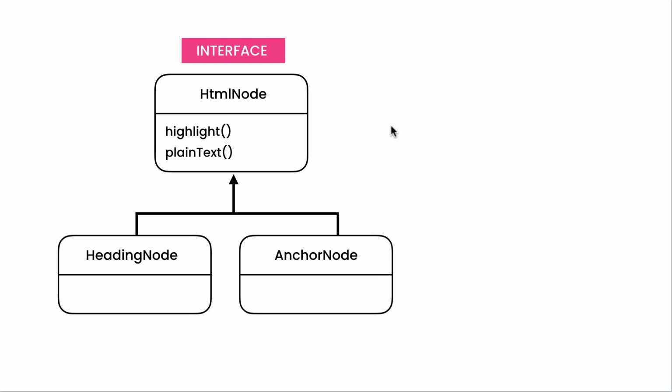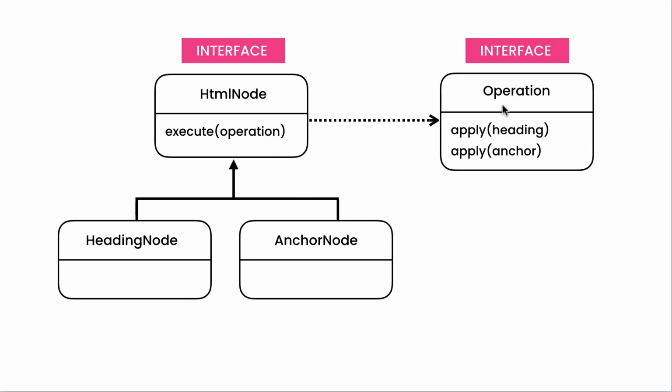So here's our current structure. We have this HTML node interface with two methods, highlight and plain text. And here are the classes that implement this interface. Now, we want to get rid of these specific methods. We want to replace them with a general purpose method like execute. This method takes an operation object. So here we have a dependency relationship to our operation interface because the execute method takes an operation object.